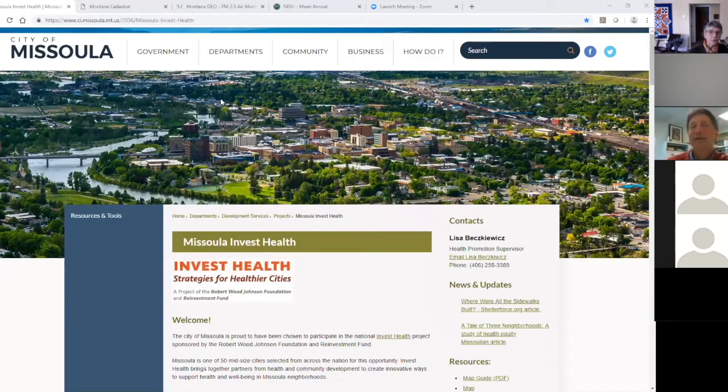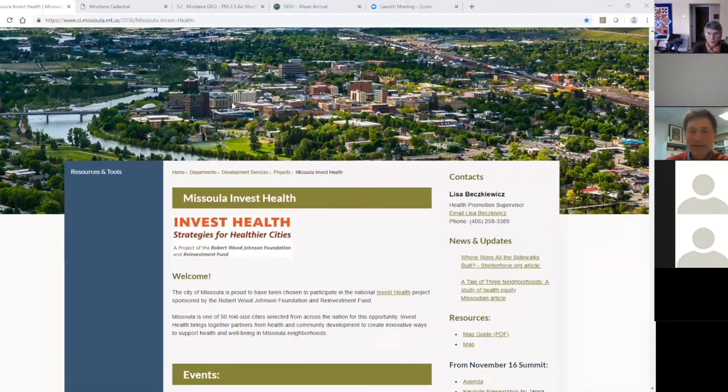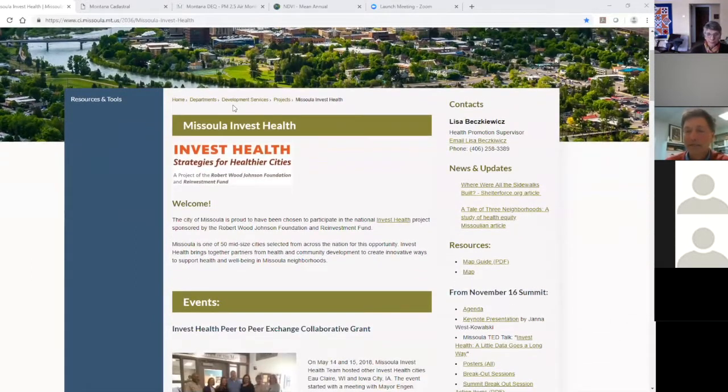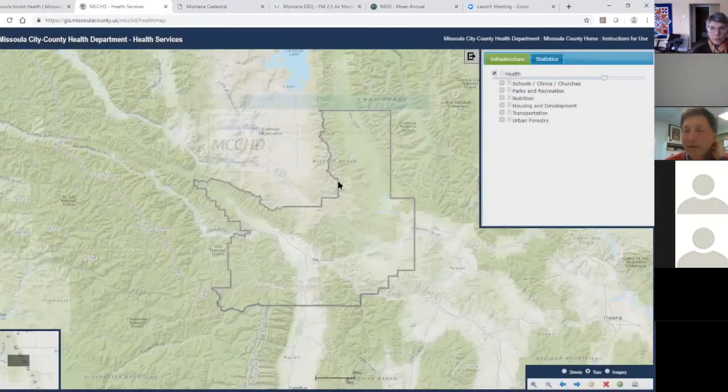But this is the Missoula Invest Health website. And the reason I wanted to bring us here is so that we could explore the map that they've created, which is pretty cool. I'm just clicking right here on the right-hand section of the website, and it pulls up this map, and then you just have to say you've read the disclaimer.